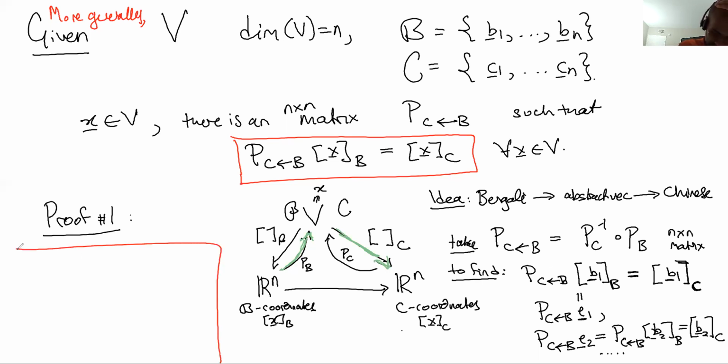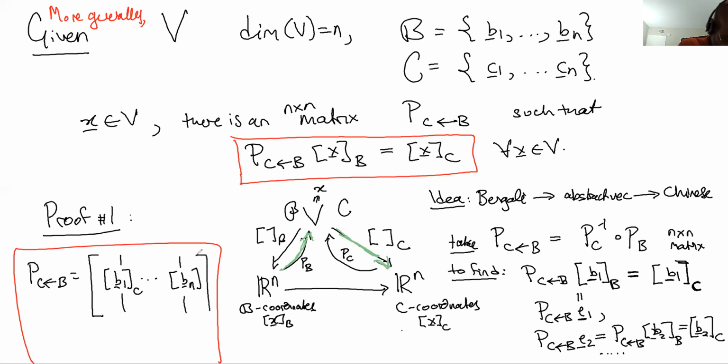It's a red box since it's important. The conclusion is that this change of basis matrix is actually just you write down the basis vectors of the input basis, but you write their coordinates in the output basis. That's it. So it's ultimately not very complicated.